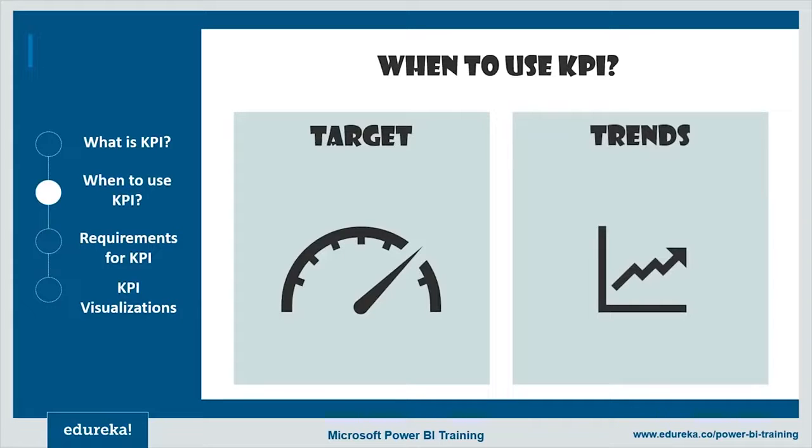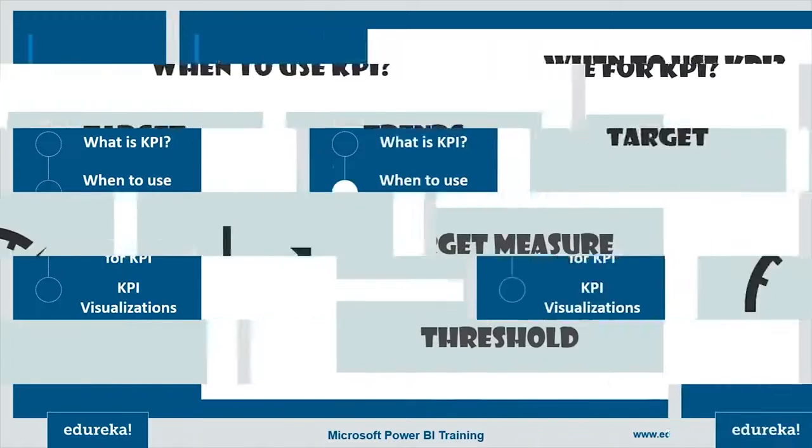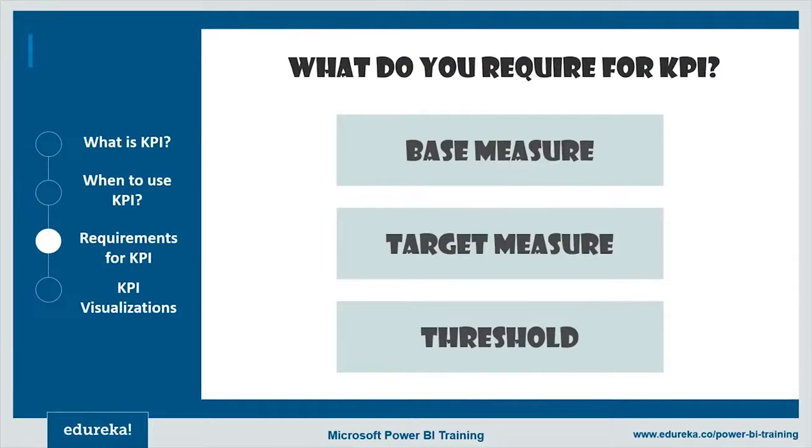Since a KPI is based on a specific measure, it is designed to help you evaluate a current value and a status of the metric. So therefore, when we ask what do you require for a KPI, it basically requires a base measure that evaluates to a value and a target measure. It also requires a threshold or a goal which the target is set against.